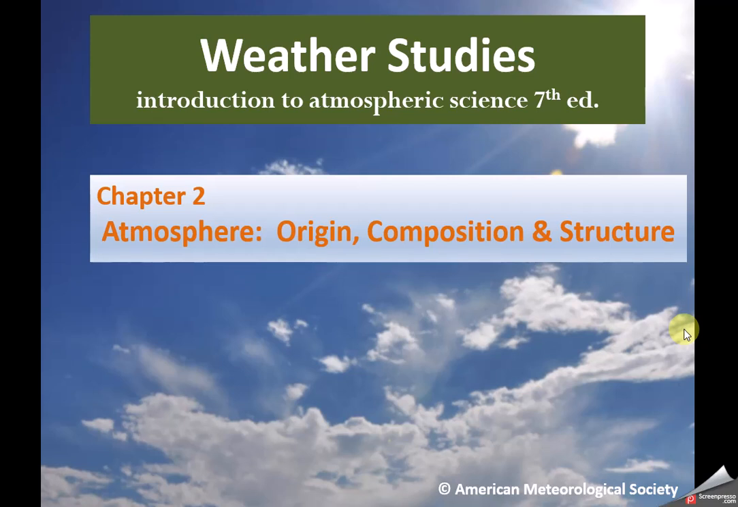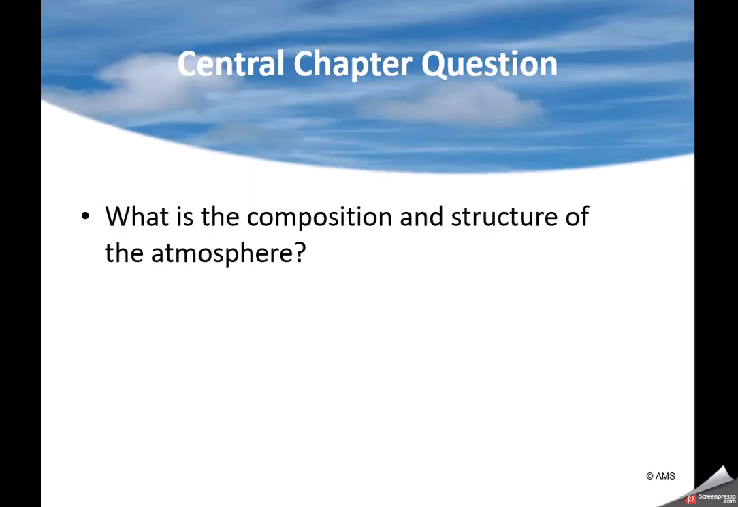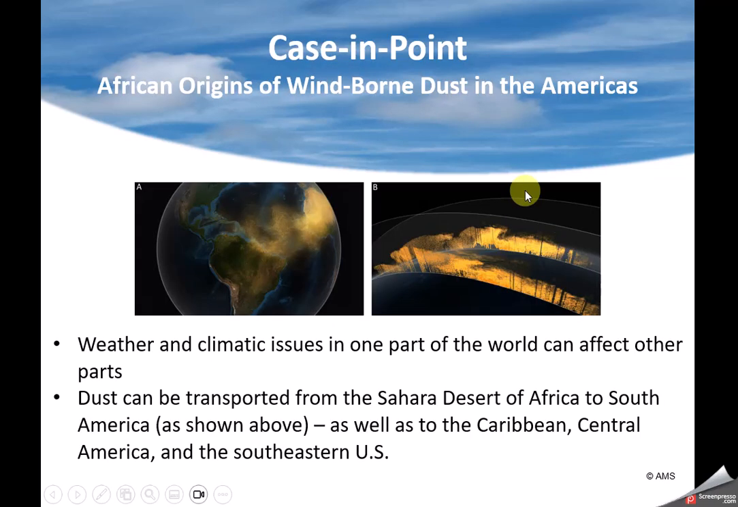All right, chapter 2, we talk about the atmosphere as a whole. Basically, we're just given a very quick overview of how it's composed, its structure, and some theories of how it originally came about. So, with that, what is the composition and structure of the atmosphere? Well, the atmosphere covers the whole world.